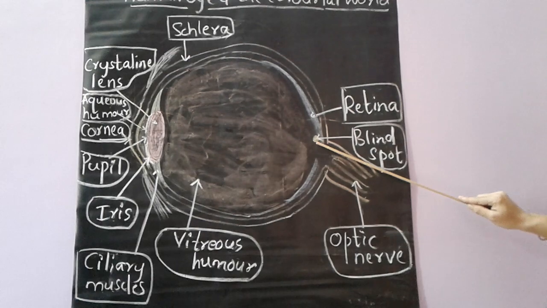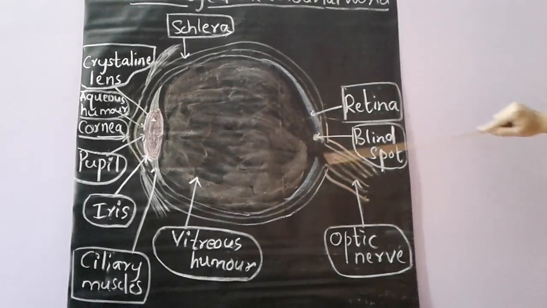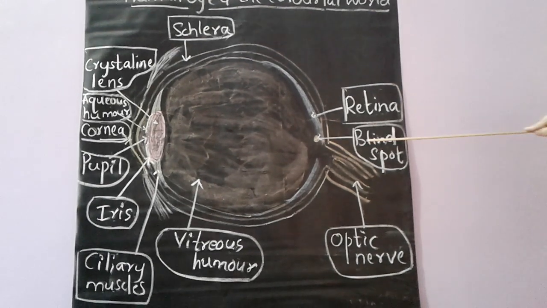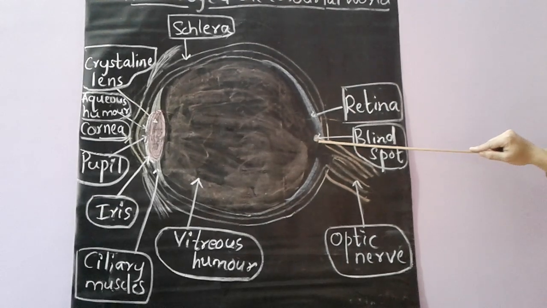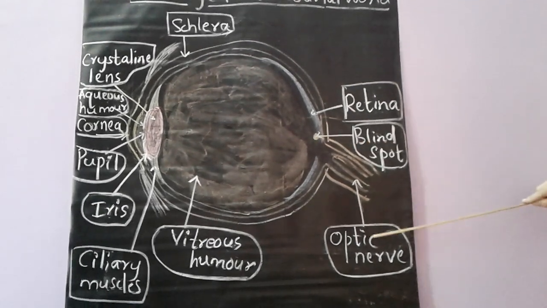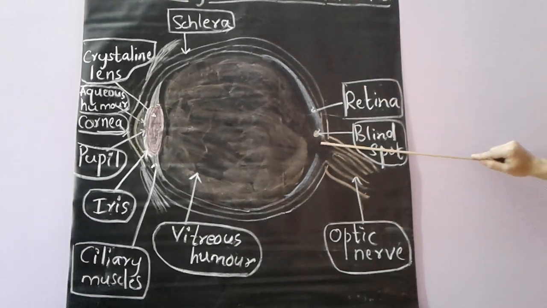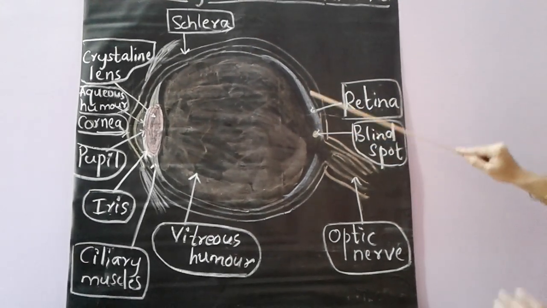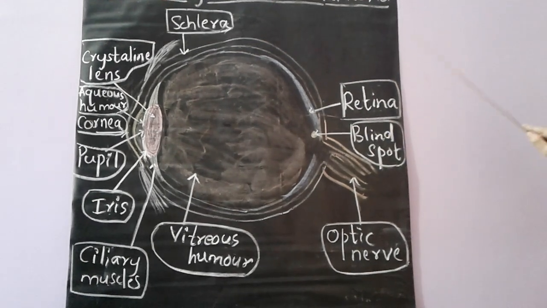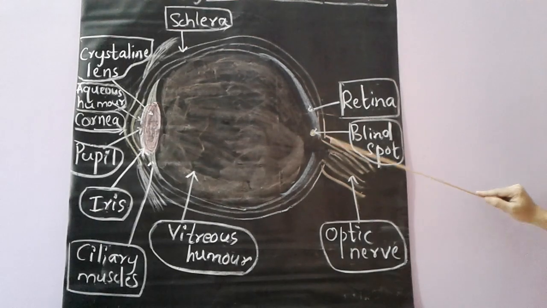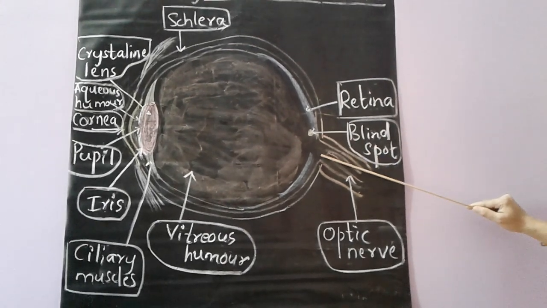The blind spot is present exactly at the place where the optic nerves are leaving the eyeball. So this is called the blind spot. If images are formed here, they are not visible to the eye and not understood by the brain. The optic nerves connect the eyeball to the brain. The images are converted to electrical impulses and passed to the brain through the optic nerves, and the brain understands it and sends back the signals here.